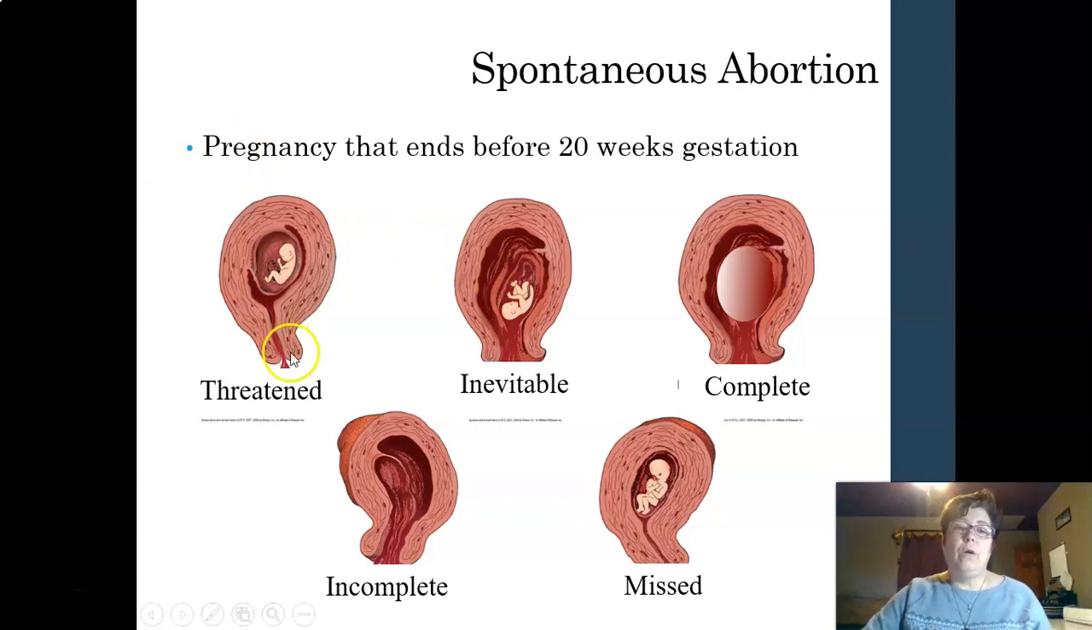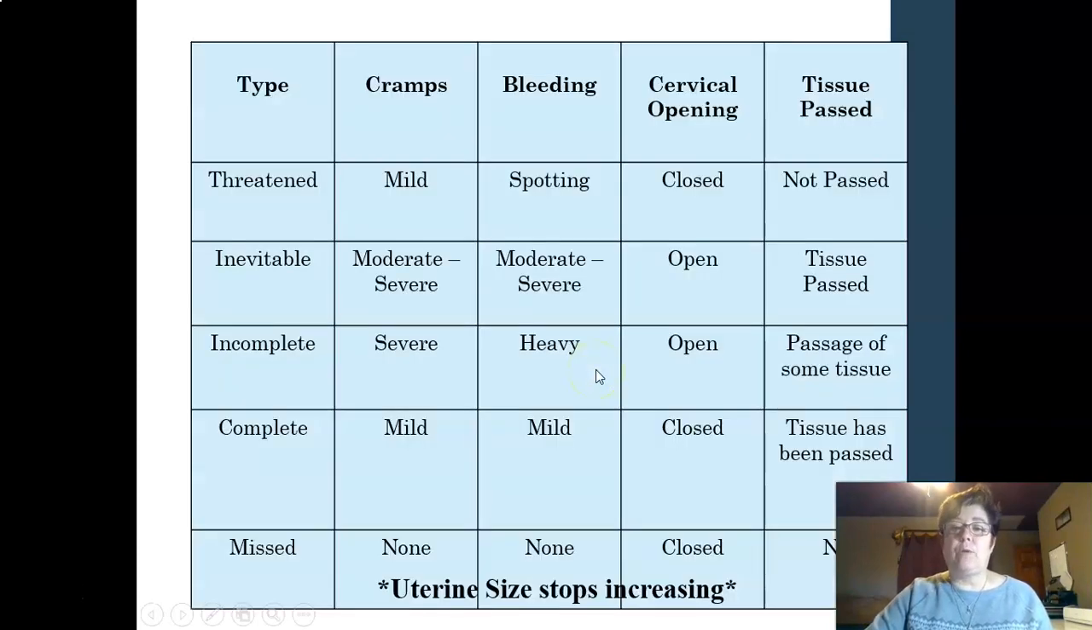So back to what I threatened. A threatened spontaneous abortion means that the body is, for some reason, thinking about terminating this pregnancy. So if you just think about these pictures, then we're going to go here. I put them into a grid for you to see in one place. If it's a threatened abortion and the body is just thinking about miscarrying, she will have some mild cramping. She might have some mild bleeding or spotting.